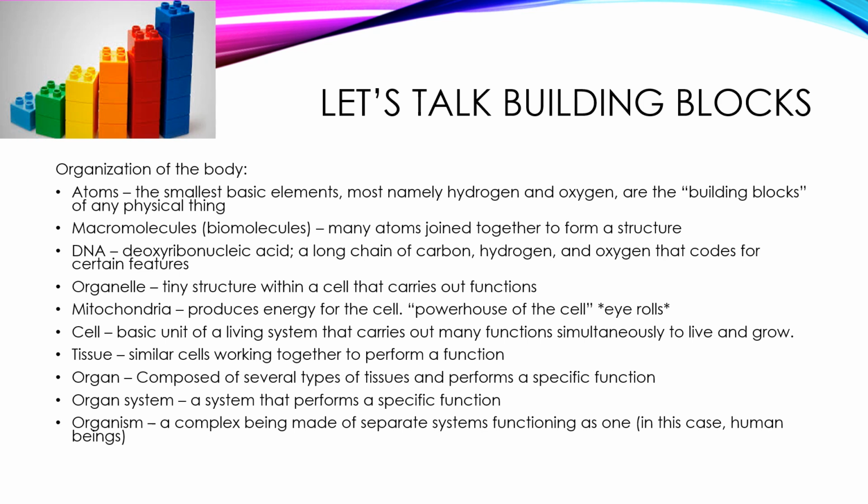Organ system. So this is a system that performs a specific function. So this is those organs working together. So it depends on how you read it. I know for your book specifically, for the cardiac system, it involves your heart and your circulatory system as well. So they kind of go hand in hand. And then organism, this is you. This is a complex being that's made of separate systems functioning as one.